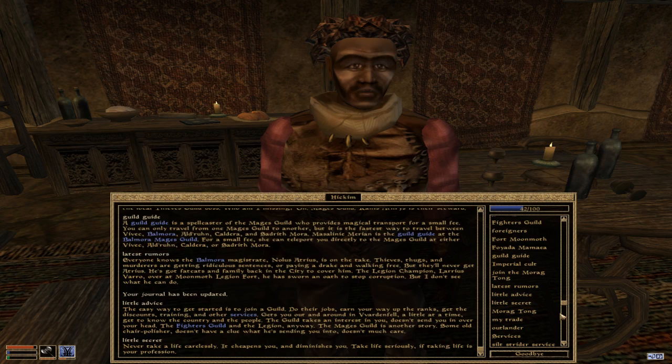Little secret. Never take a life carelessly. It cheapens you and diminishes you. Take life seriously if taking life is your profession.